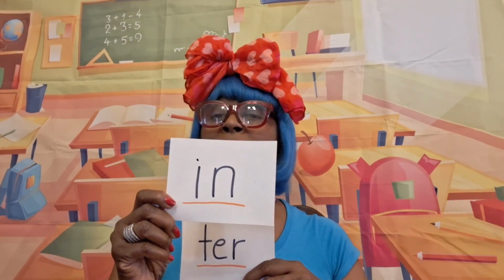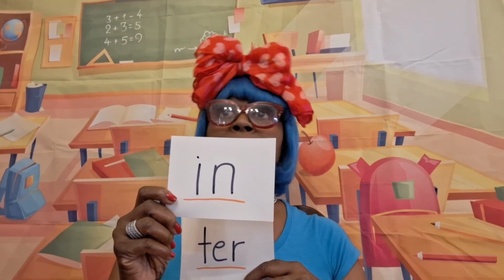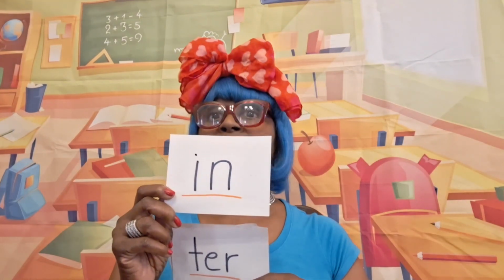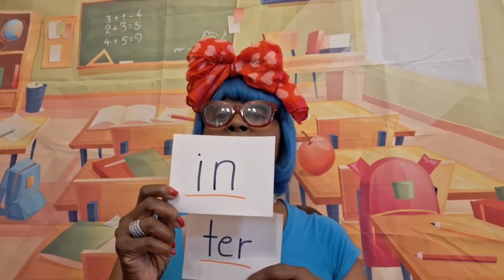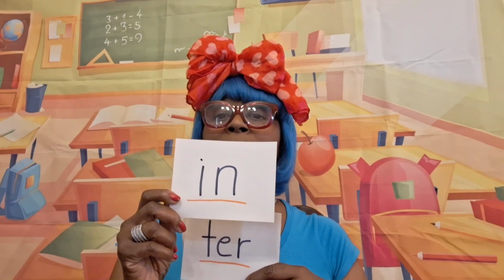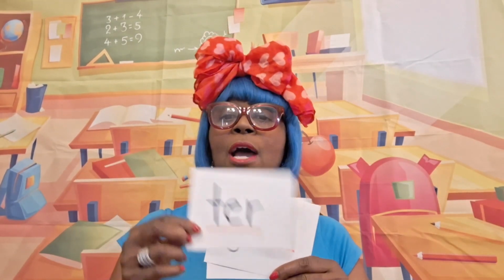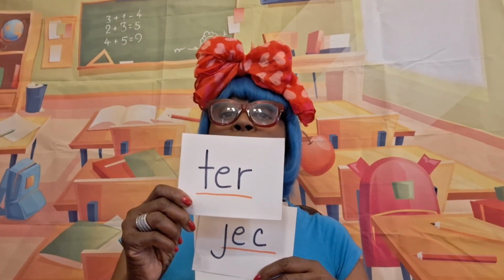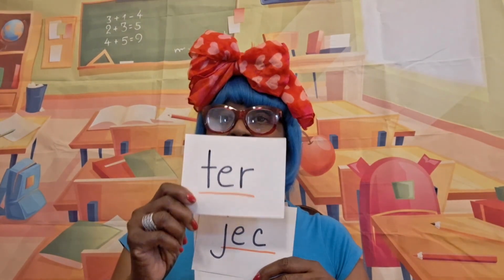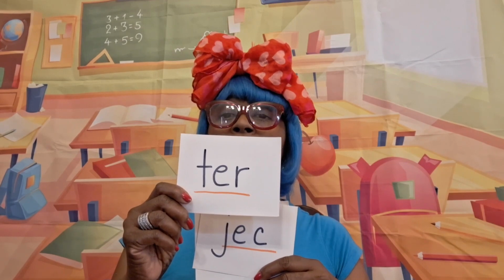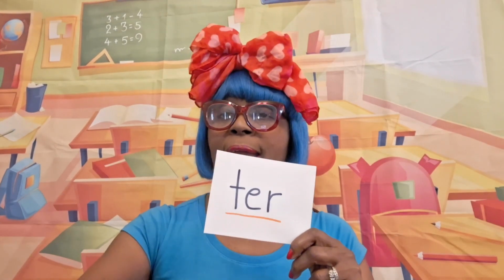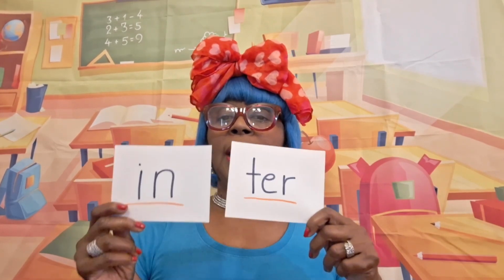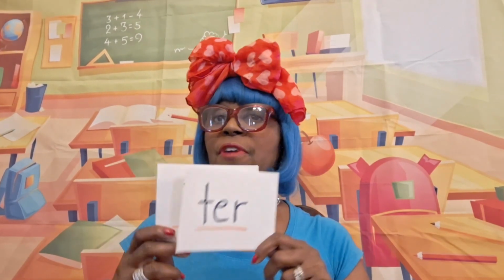The first sound, in, as in pin, as in hen, as in den, as in bin. It's spelled I-N, makes the sound in, right? In. Second sound, ter, rhymes with her, right? Her. Ter. T-E-R. First sound, in. Second sound, ter. Enter. Very good.